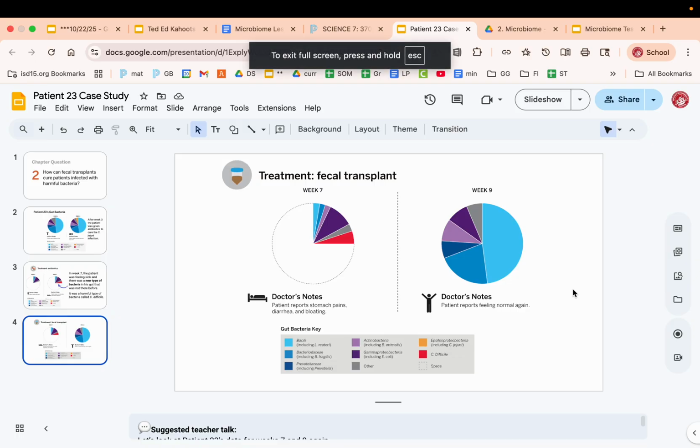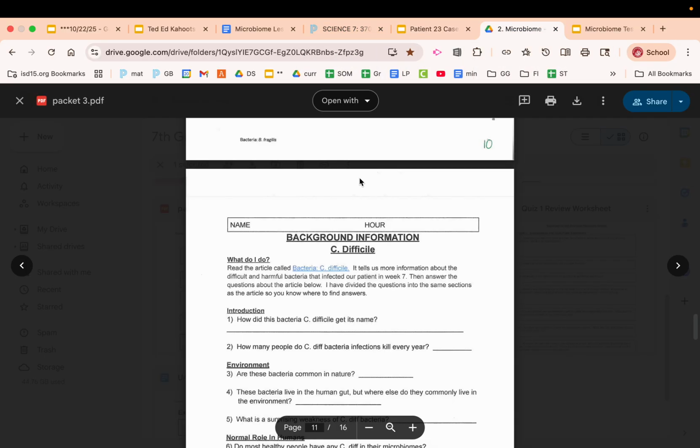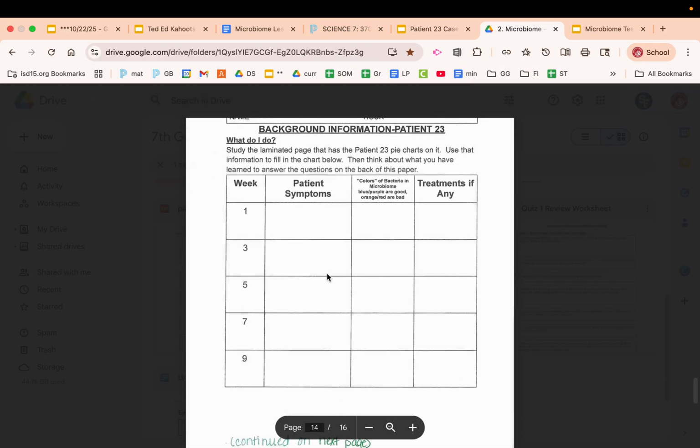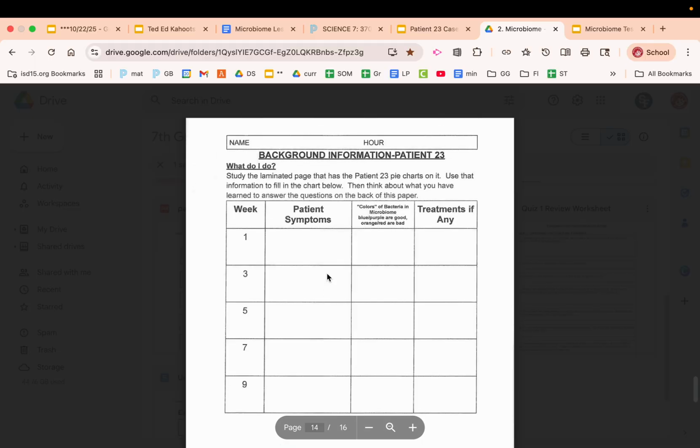All right, so you're going to, once again, click through the slideshow, and then you're going to go into your packet. And in your packet on page, I believe it is 14, there is a chart. You're going to make this as a tool. This is going to help you write your patient 23 argument next week.